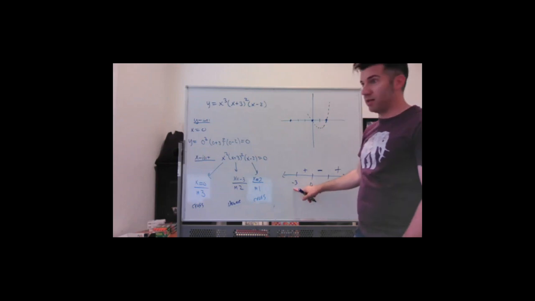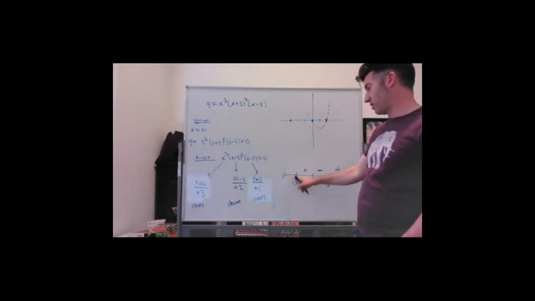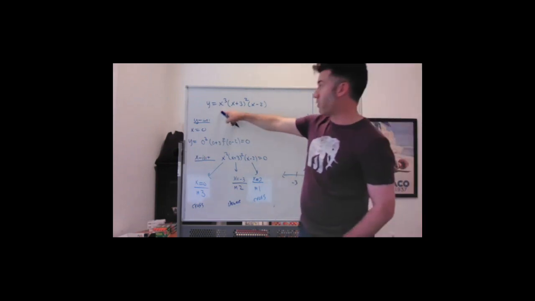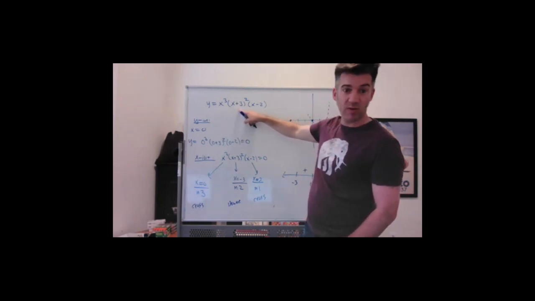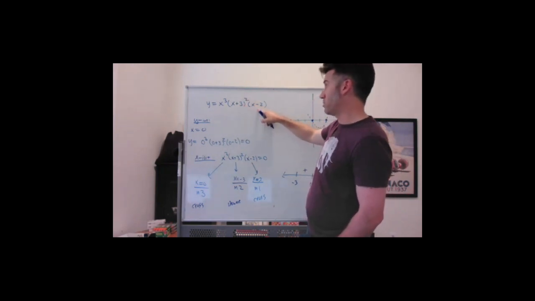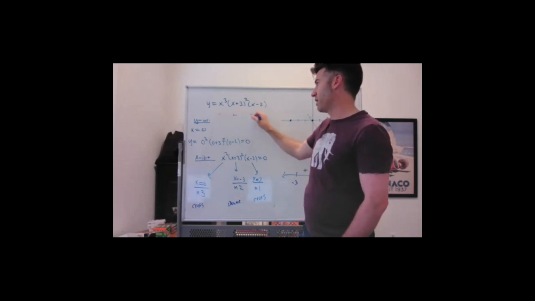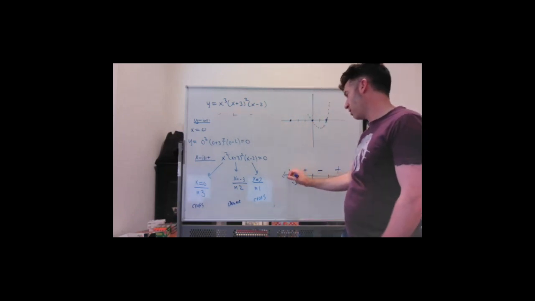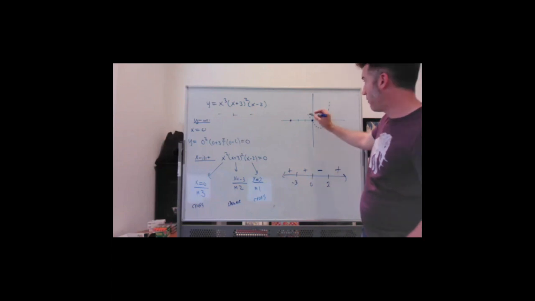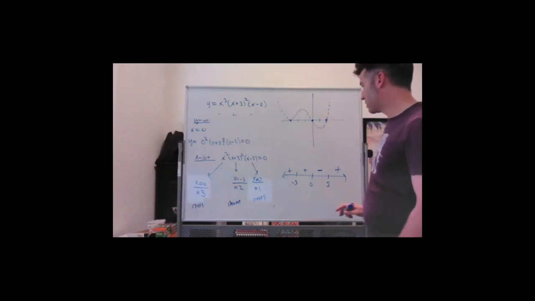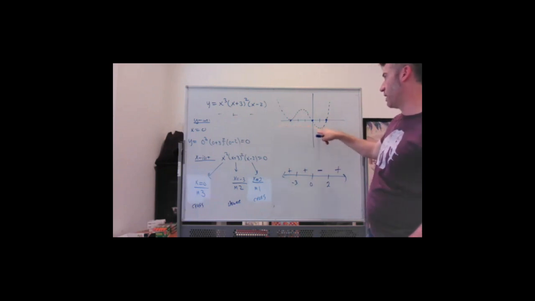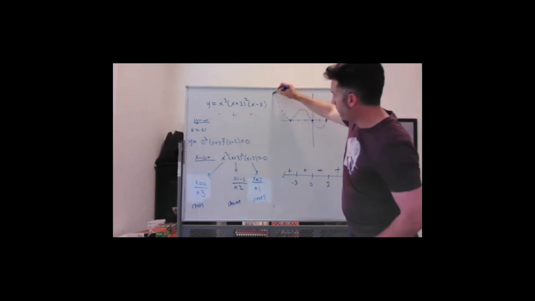And then finally, at -3, you can do the same sort of thing. You pick something like -4. -4 cubed is negative. -4 plus 3 is negative, and -4 squared is positive. And -4 minus 2 is negative. So it's a negative, positive, negative. Overall, it's going to be positive. And that's where it's going to bounce off, like that. So there's my sign chart. Positive, positive, negative, positive. And here's my graph.